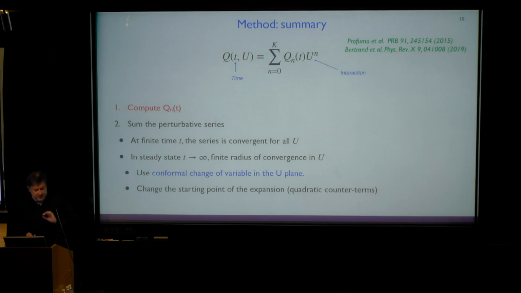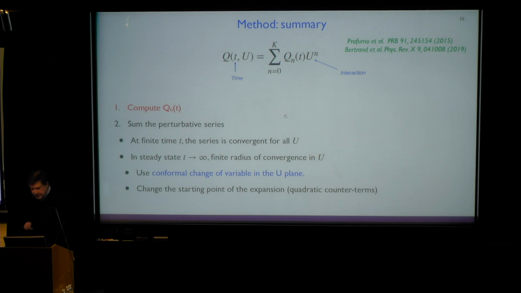At finite time, the series is convergent for any U, because it's a finite volume system. In steady states, we can go to infinite time. The series has a finite radius of convergence, but we can deal with that by a conformal change of variable in the U-plane. And in the problem in question today, it will allow me to compute even to U equal infinity with a perturbative expansion. So today I'm going to concentrate on how we compute Qn.